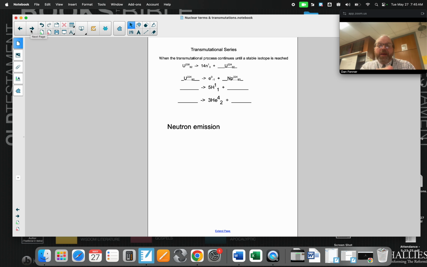Now we're going to take that and slide that. Oh, and what are you going to call that? That's going to be a beta emission. Again, it's on the product side. That's a beta particle. Slide that down for the next one.